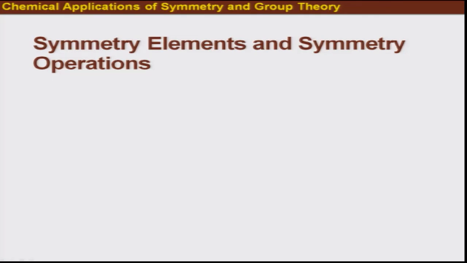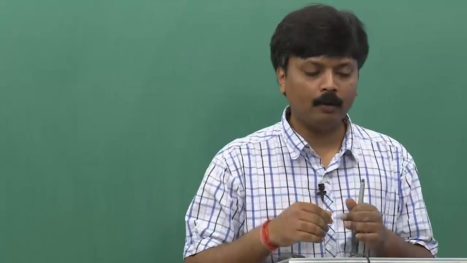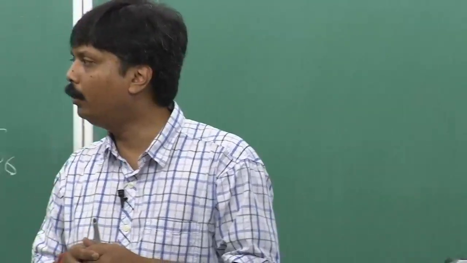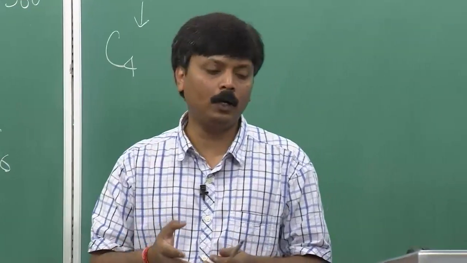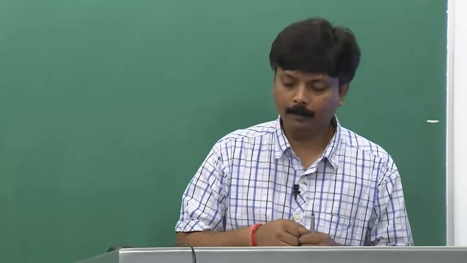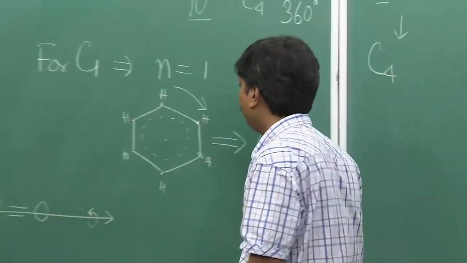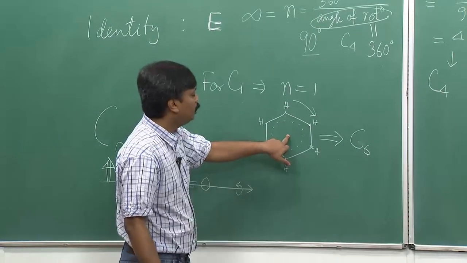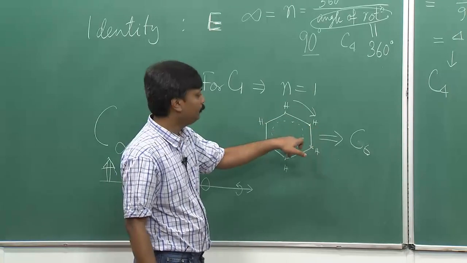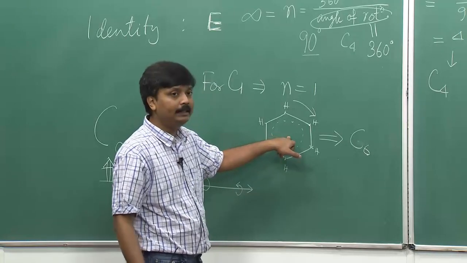That is, in the case of BF3, we saw that C3 and C2 are not coinciding, but in certain molecules, you can have more than one proper axis of symmetry coinciding together. Okay, so for example, let's take this particular molecule, benzene. We have seen that there is an axis about which you can give a 60-degree rotation, and you can have a C6 axis.